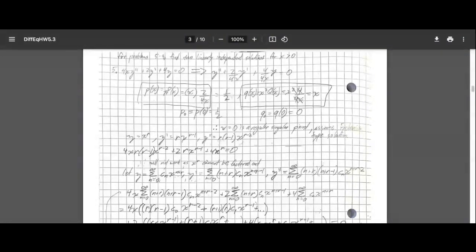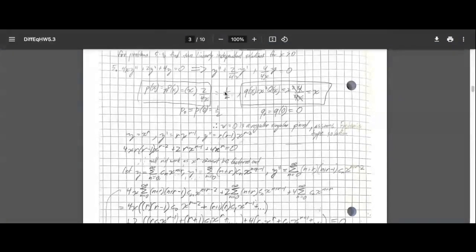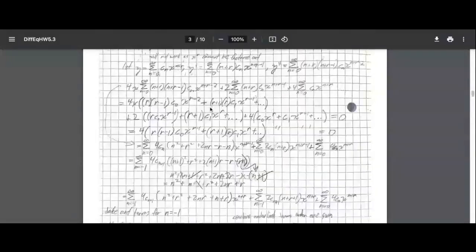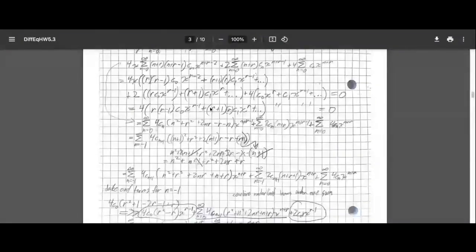Because at x equals 0 we have a regular singular point, right? They're both analytic at x equals 0, so we can assume that we have a Frobenius type solution. I made a little bit of a mistake here, so we'll just ignore that. I was doing the wrong thing. So just start from where the arrow first starts and points to the next line.